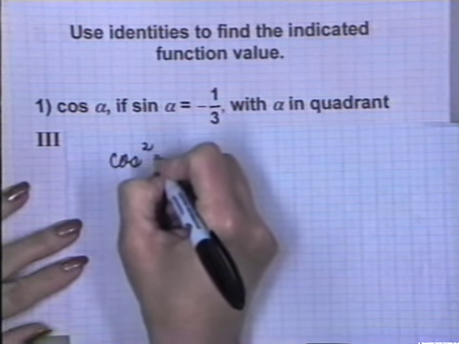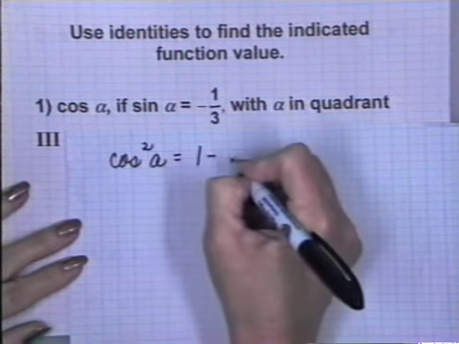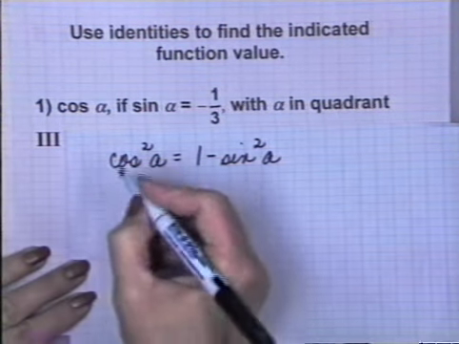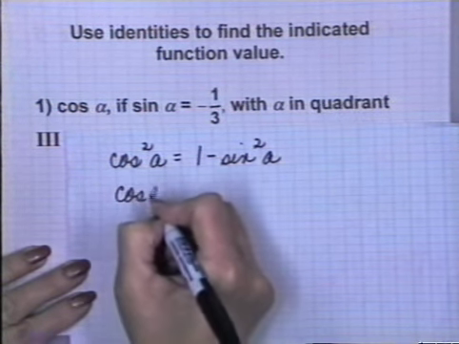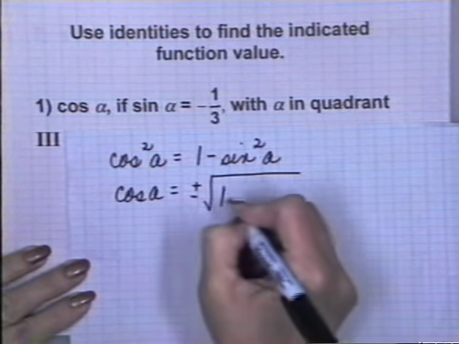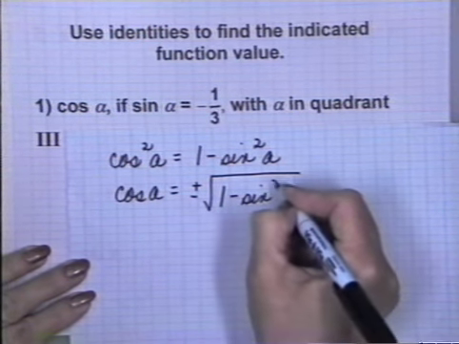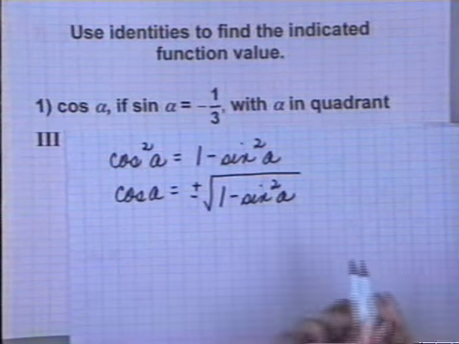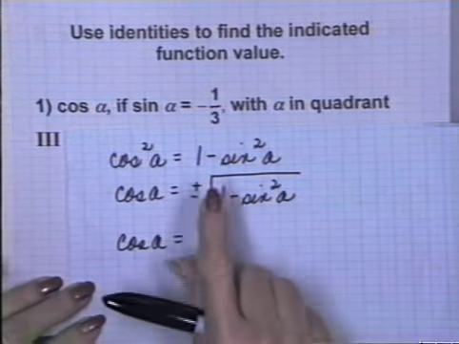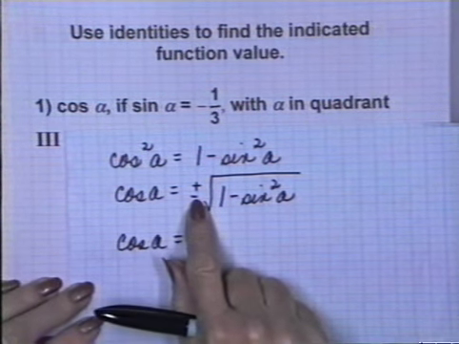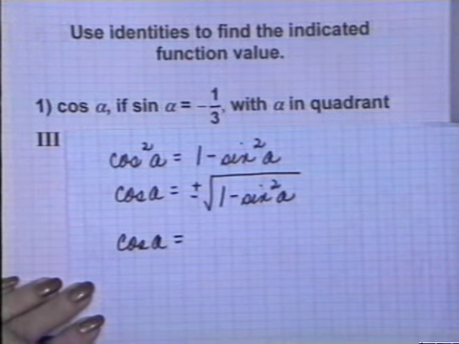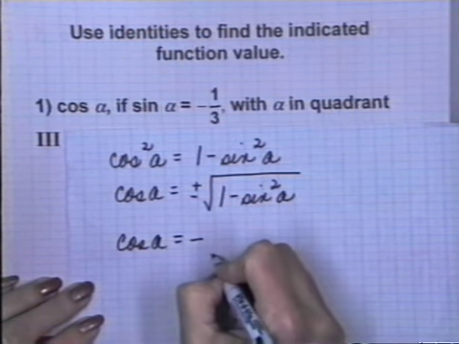I know cosine squared alpha equals 1 minus sine squared alpha, don't I? And of course I just want the cosine of alpha, so the cosine of alpha would equal plus or minus the square root of 1 minus sine squared alpha. And now the next thing that I'm going to do is decide whether the cosine of alpha is positive or negative. And when I know alpha is in the third quadrant, I know that the cosine of all third quadrant angles is negative, so I'll put a negative there.